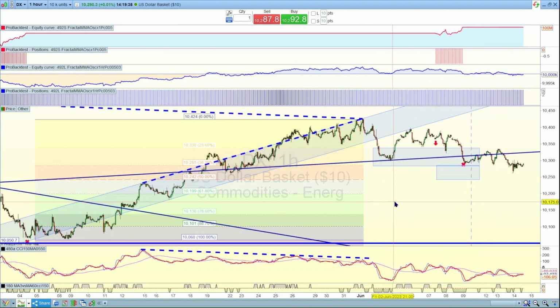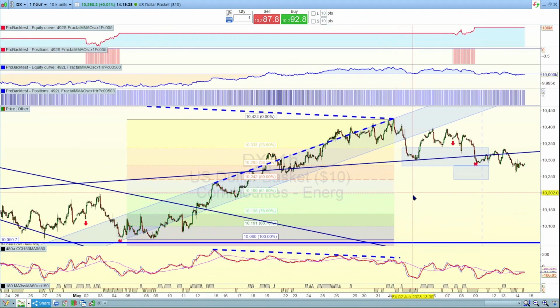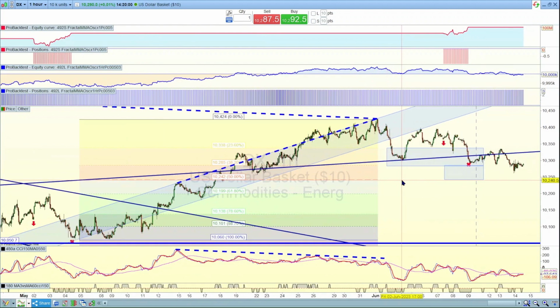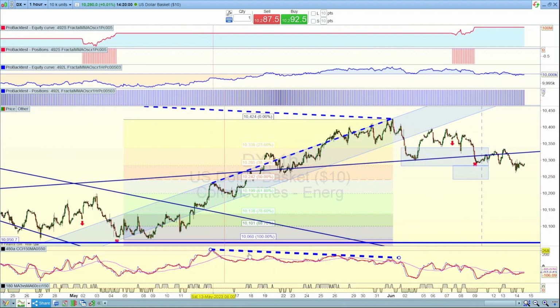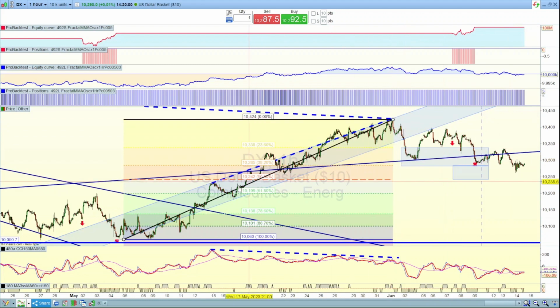So on the hourly, those key levels are the 61%. If it drops much lower than that, then we're going to see probably more of a bearish outlook for the US dollar. But you can see here during this period, we did draw a bearish divergence on the CCI versus this bullish divergence on the price chart, and these divergences are independent from the weekly or daily divergences.